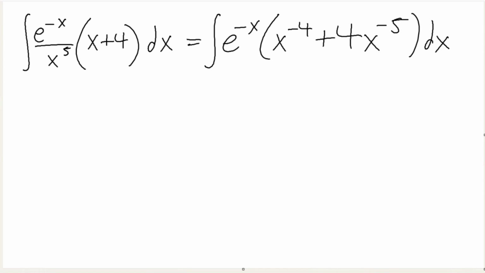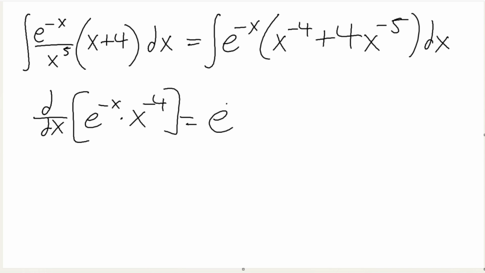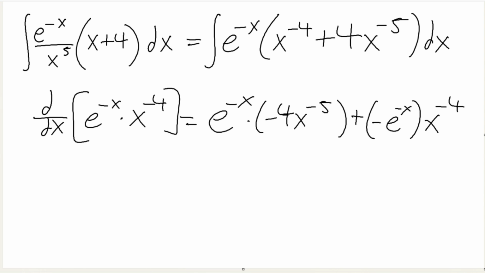So we can test it. If you're not sure, test it. Better safe than sorry. So e to the negative x times x to the negative 4, we get times negative 4 x to the power of negative 5, and then plus negative e to the negative x to the negative 4. This is exactly what we have, we're just missing a negative sign. So the answer is negative e to the negative x times x to the power of negative 4 plus c.